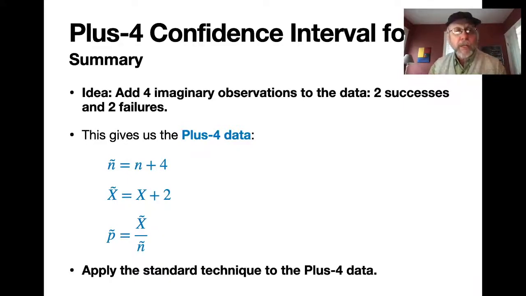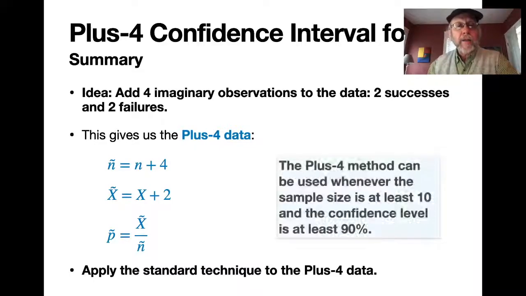Once you have the +4 data, you just compute a confidence interval using it as we have before. And that results in this improvement that we see in the confidence intervals computed by this +4 method. The +4 method can be used whenever the sample size is at least 10 and whenever the confidence level that you're looking for is at least 90%. And so, in contrast to the standard method, to use the +4 method, you don't have to look at how many successes and failures you have. You just have to look at the overall sample size. As long as it's 10 or more, you're good to go.